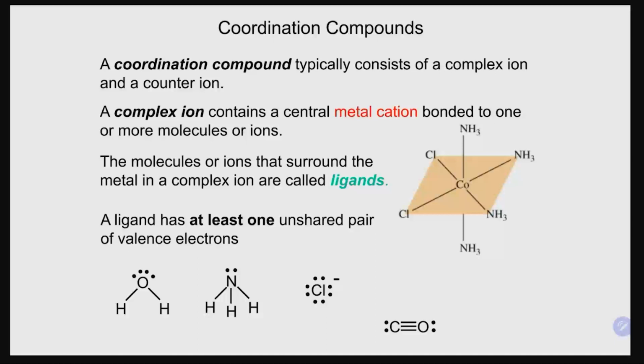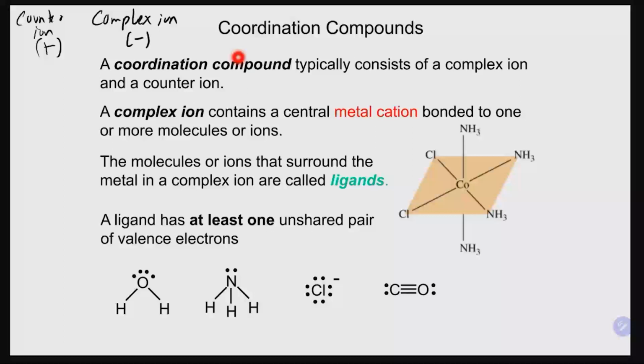So your combination could be a complex ion that is negatively charged, which means you would have a counter ion that is positively charged to balance out the charge. You could also have a complex ion that is positively charged, which means you would have a counter ion that is negatively charged. So very similar to ionic compounds, positive and negative balancing each other out.